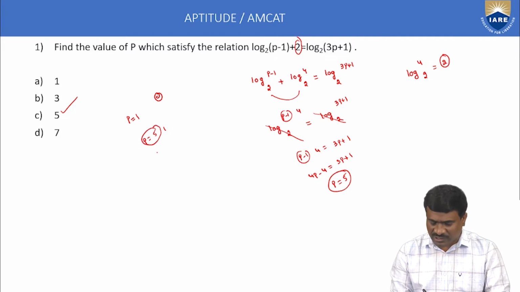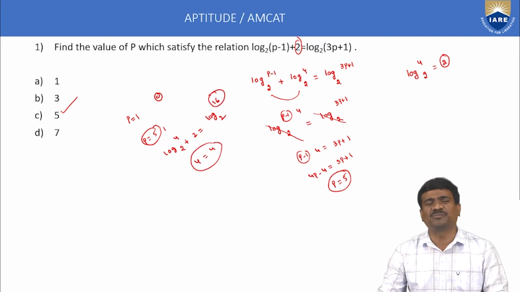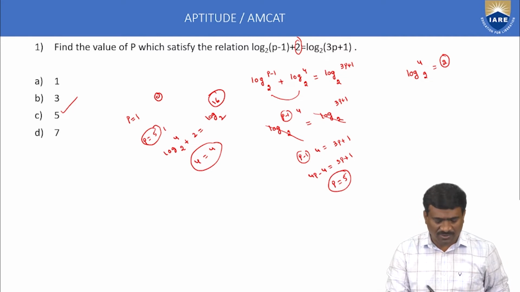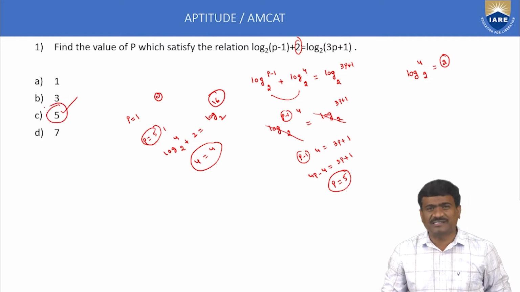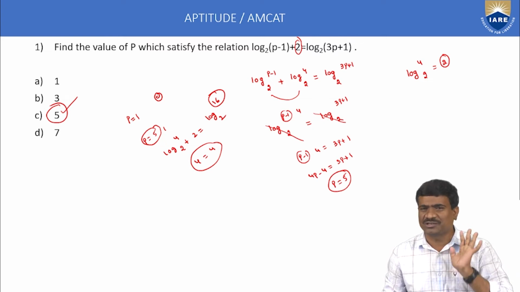When P is equal to 5, log 4 base 2 plus 2 is equal to log 16 base 2. Next, 2 plus 2 is equal to 4. Log 16 means 2 to the power of 4. If 4 is equal to 4, that option only is correct. This is about the option verification method without using formula.